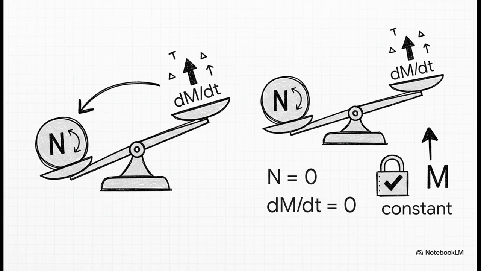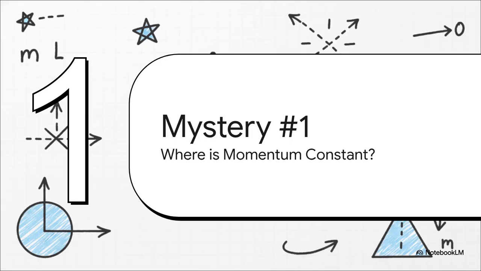And that brings us to the golden rule that connects them. It looks a little scary, but it's not, I promise. It just says that the net or total external torque on a system is equal to the rate of change of its angular momentum. Now, the implication here is absolutely key to our whole problem. If the net torque, N, is 0, then the rate of change, dM/dt, also has to be 0. And what does that mean? It means the angular momentum vector, M, doesn't change at all. It stays constant.